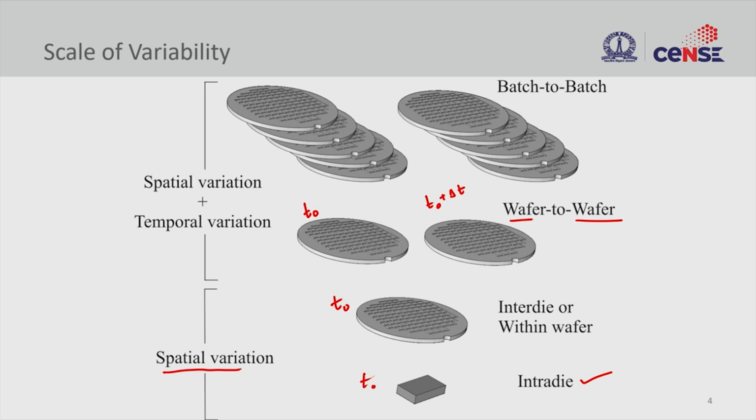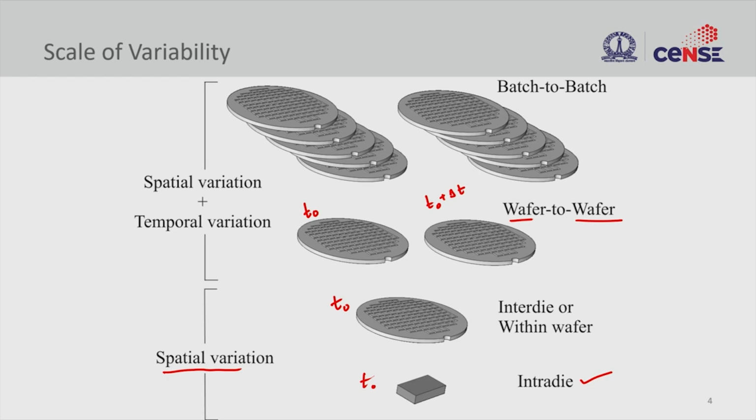For example, the temperature of the chamber might have changed, or the temperature of the environment, or the temperature of the wet chemical that you are using. So there could be some change, right? Or the environment could have changed. So this will also affect your variability.